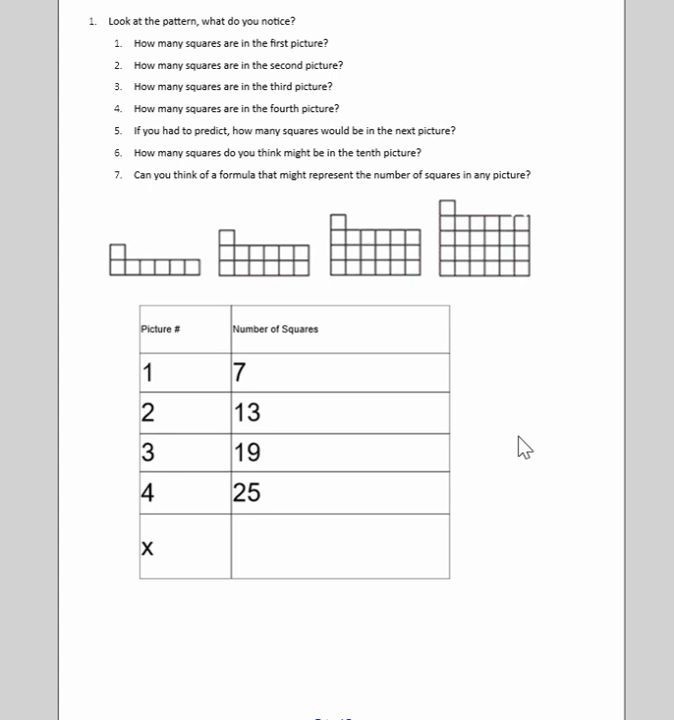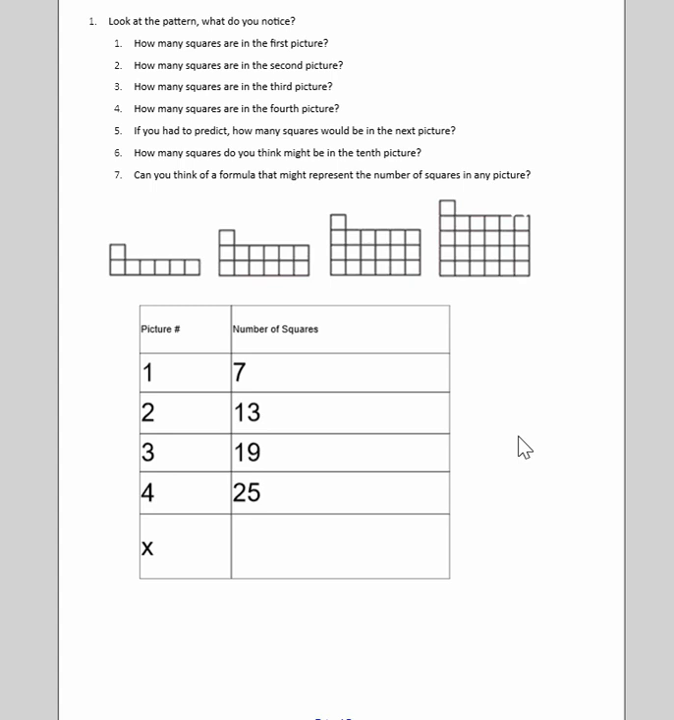So now the question asks, if you had to predict how many squares do you think would be in the next picture? So what might help you with that is to visualize what the next picture would look like. So if you notice, the first picture has 1 row of 6 plus 1. The second picture has 2 rows of 6 plus 1. Then there's 3 rows of 6 plus 1, 4 rows of 6 plus 1. So if you were to predict, the next one would probably have 5 rows of 6 plus that 1. And the next one would probably have 31 squares.